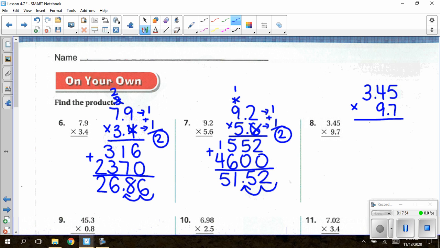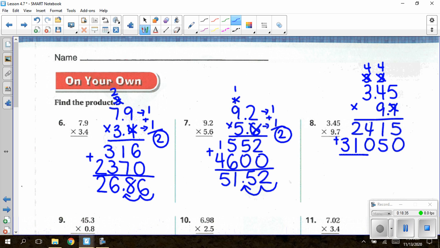So 7 times 5 is 35. 7 times 4 is 28. 28 plus 3 is 31. 7 times 3 is 21. 21 plus 3 is 24. Cross off everything that I'm finished with. Drop a 0. 9 times 5 is 45. 9 times 4 is 36. 36 plus 4 is 40. 9 times 3 is 27. 27 plus 4 is 31.